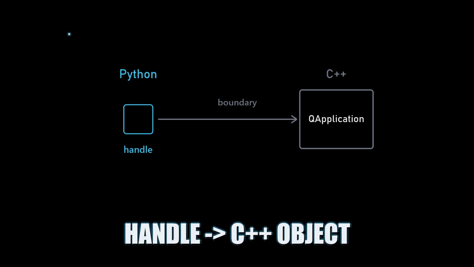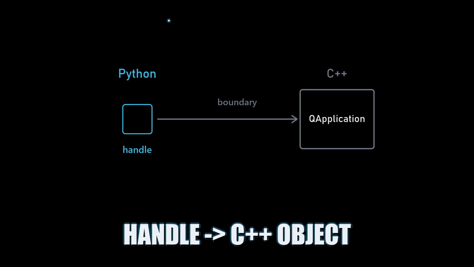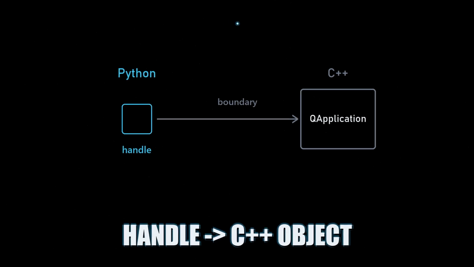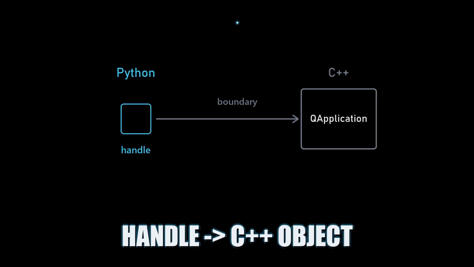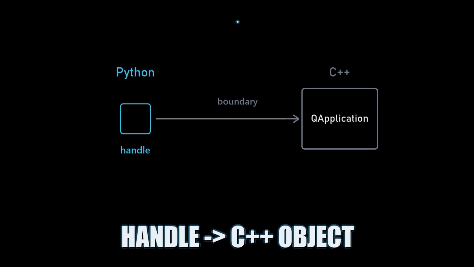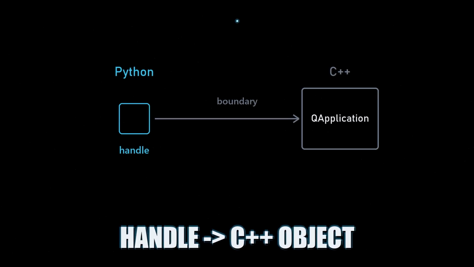One thing that trips people up. When you write QApplication in Python, you're not really making a Python object. Underneath, Qt is a giant C++ framework, and your Python line reaches across the language boundary and builds a real C++ object over there. Your Python variable is just a thin handle holding onto it. Keep that picture in your head, a Python handle, a C++ object it points at.